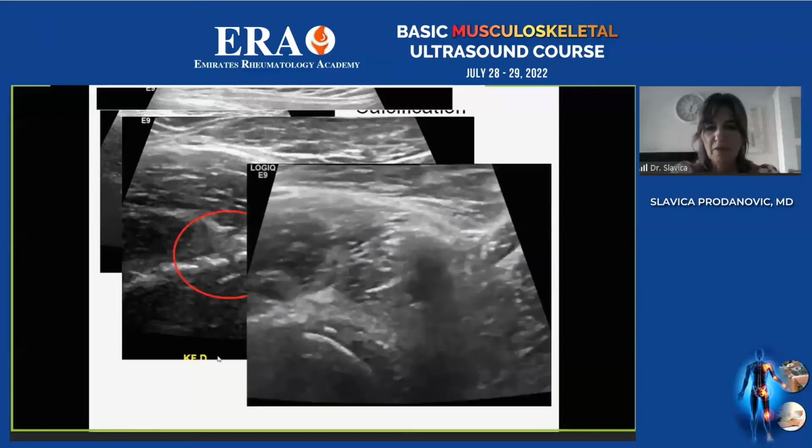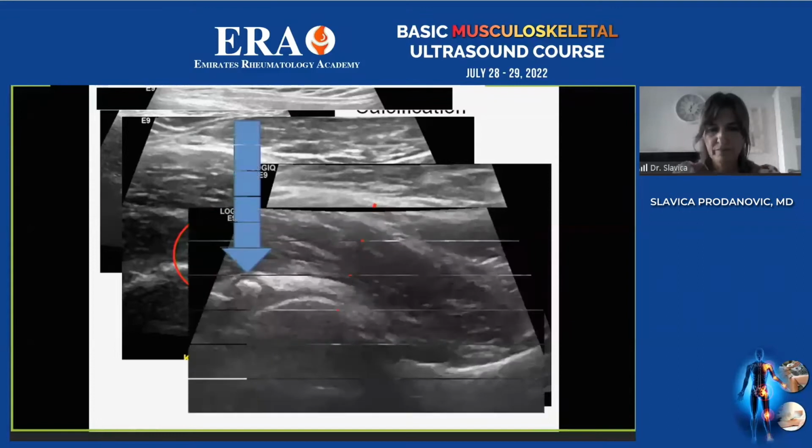And you may find a single small calcification as well. Why not? And this is a small calcification at the level of the acetabulum. Of course, this is degenerative hip disease.